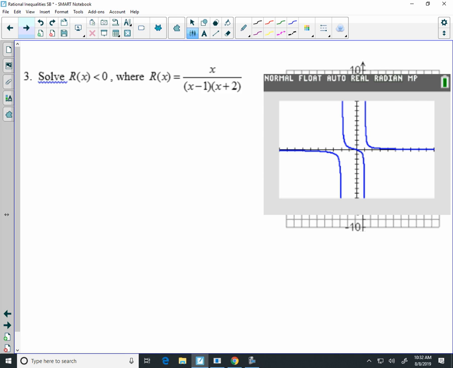Here we know we have vertical asymptotes at x equals 1 and x equals negative 2 from our denominator. And we know we have a root, an x-intercept, at 0. Those are the places, as we work toward doing this algebraically, where our function could switch from negative to positive. And so those are the places we're going to focus in when we're solving an inequality.